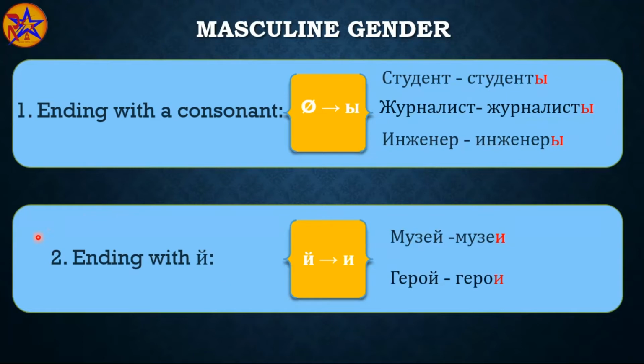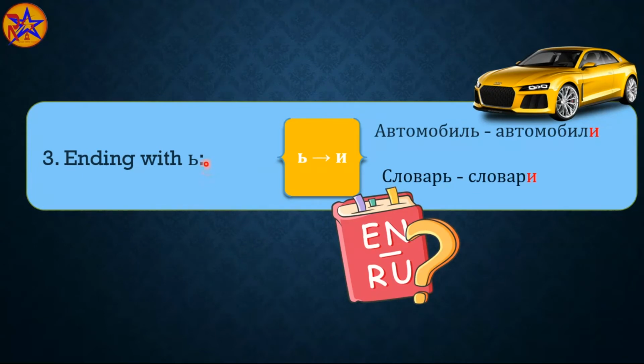The second pattern are the nouns which end with "й" sound. So "й" transforms into "и". Музей, музеи. Герой, герои. The last pattern are the nouns which end with soft sign.